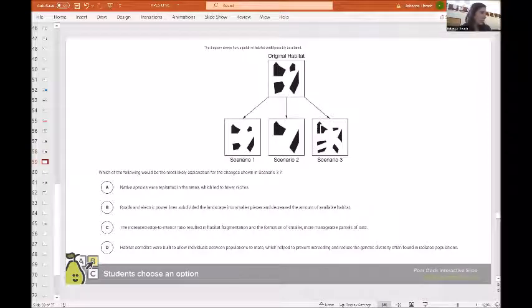So this is a good example of a question that you might get about habitat fragmentation. Which of the following would be the most likely explanation for the changes shown in scenario 3?